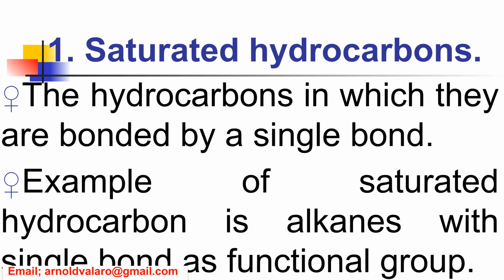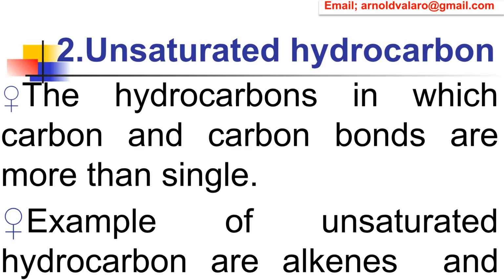Saturated hydrocarbons are bonded by a single bond. Alkanes are an example, featuring a single bond as their functional group. Unsaturated hydrocarbons have carbon-carbon bonds that are more than single. Alkenes and alkynes are examples of unsaturated hydrocarbons.